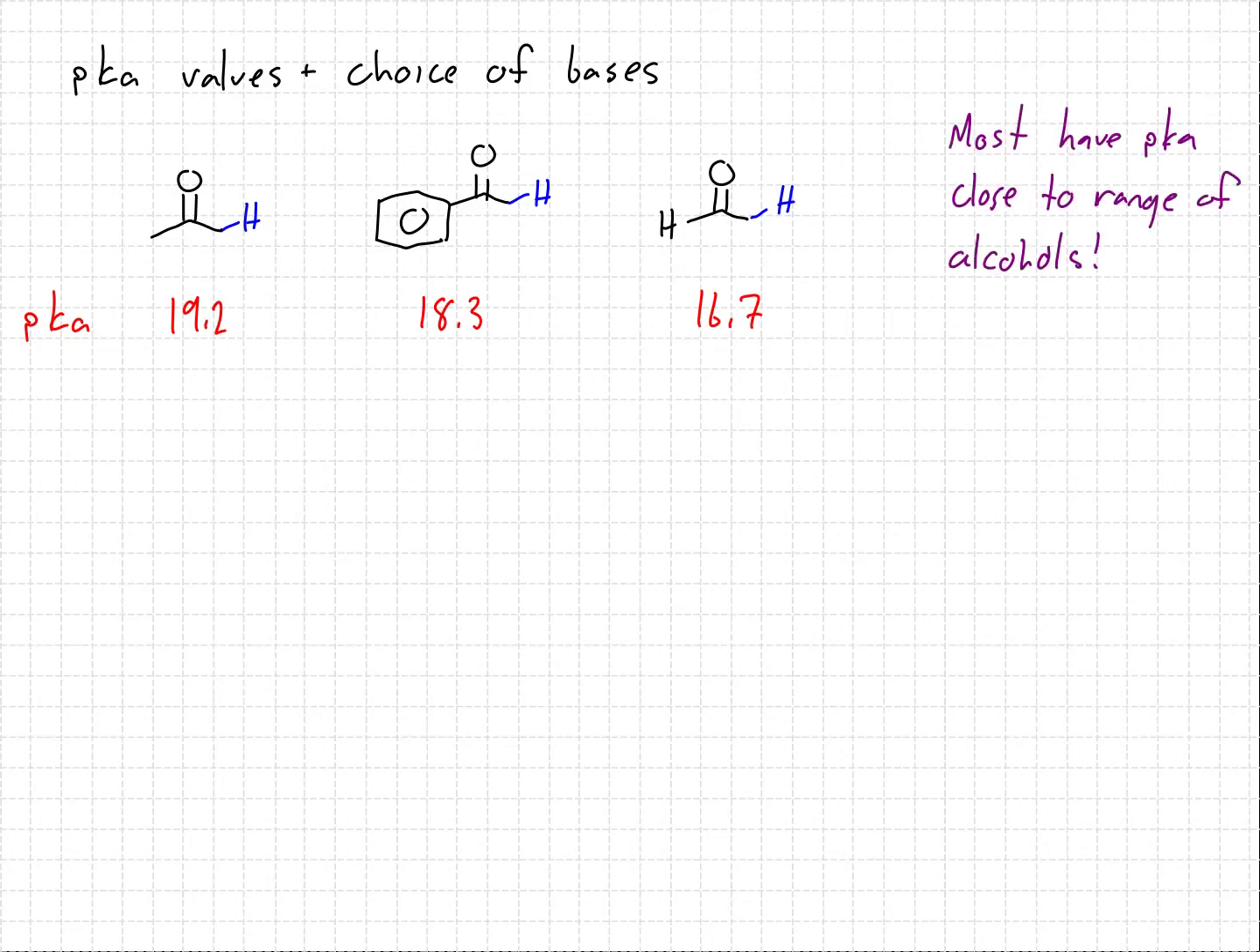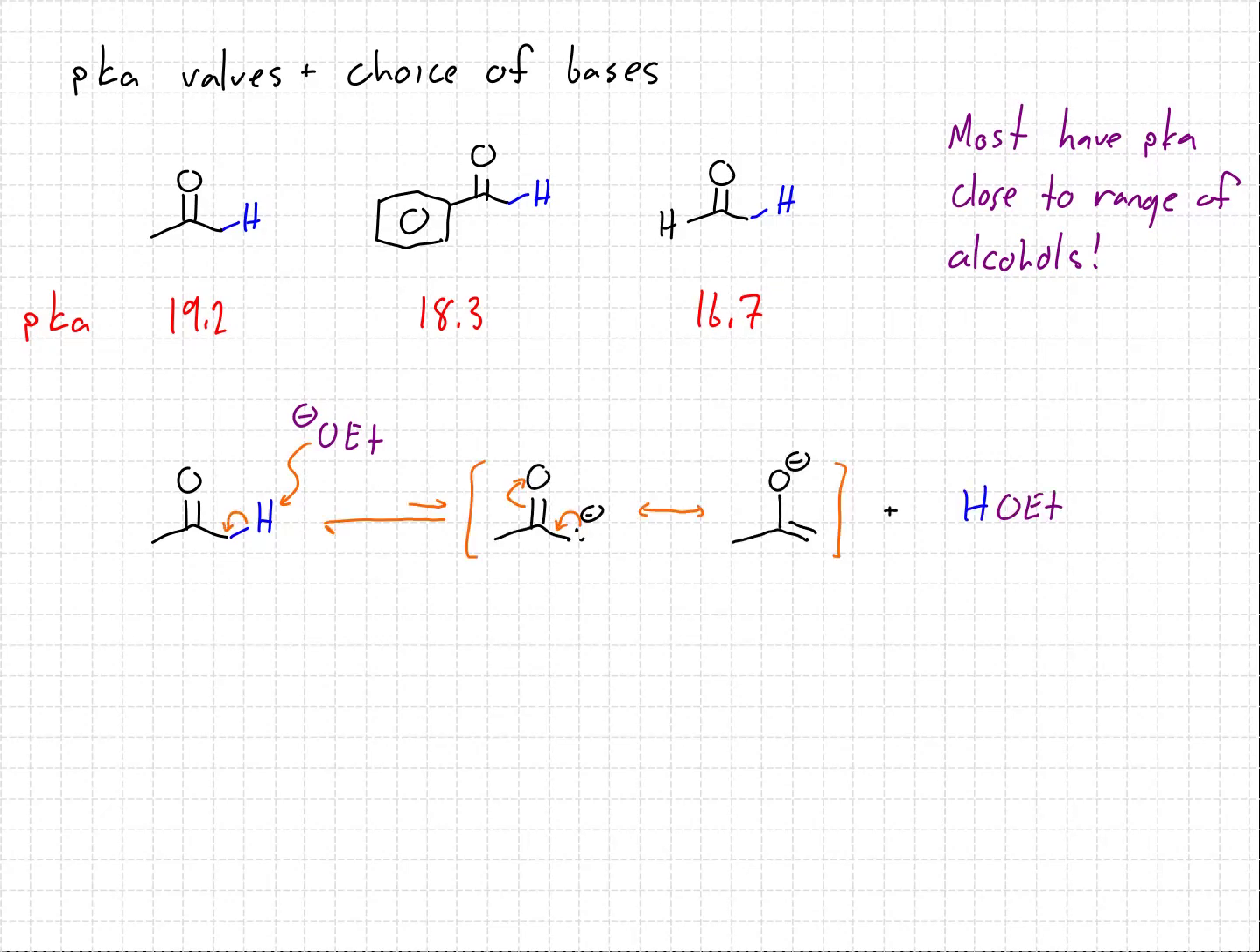Generally speaking, most carbonyl compounds have a pKa which is close to the range of alcohols. So what this means is that a very common base for forming an enolate is going to be an alkoxide, the conjugate base of an alcohol. If we choose this as a base, we can remove this proton to generate the resonance stabilized enolate and form the alcohol as our conjugate acid.